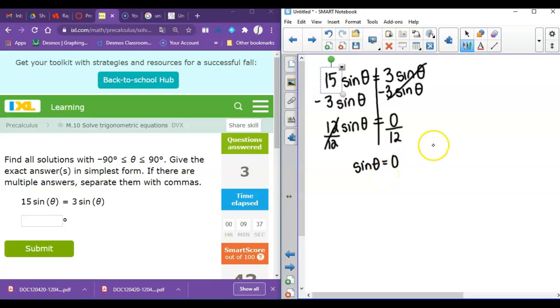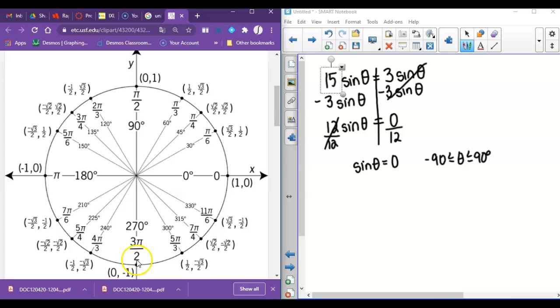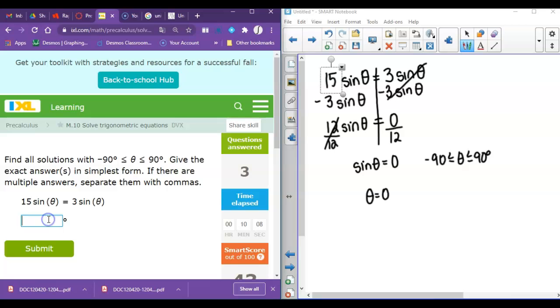Again, here we are looking from negative 90 less than or equal to theta less than or equal to 90. It tells us that in the problem. So we are looking basically in the first and fourth quadrant here. We want to know where sine is 0. Sine is your y-coordinate. Sine equals 0 right here at 0. So we would have theta equals 0 degrees for this problem. Let's type in that answer there.